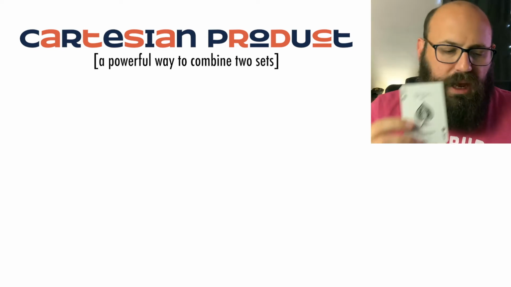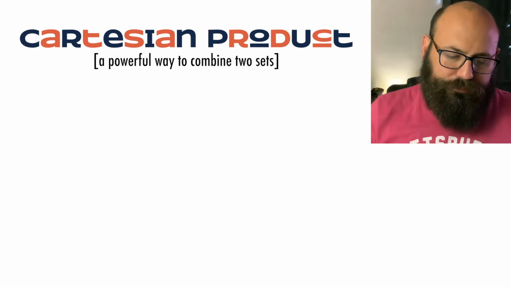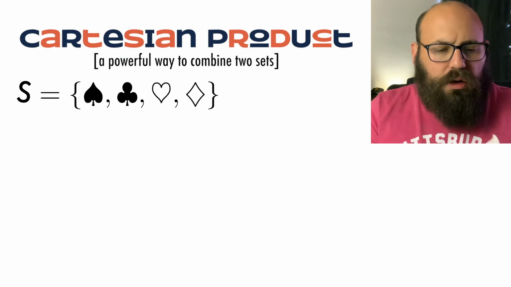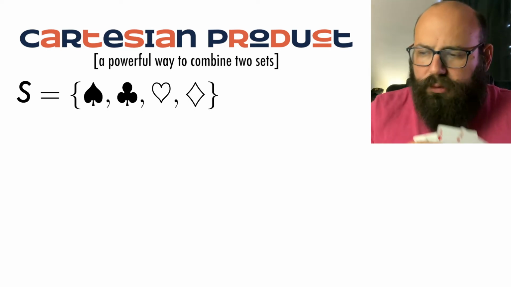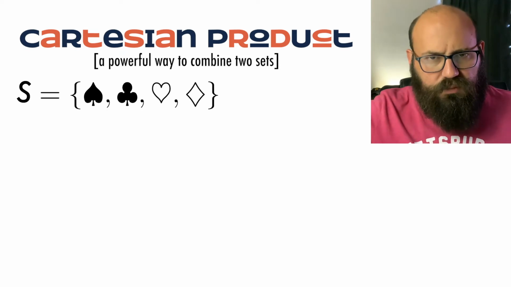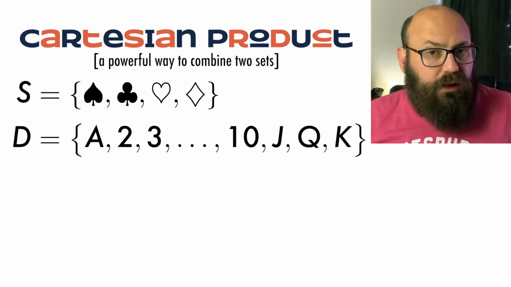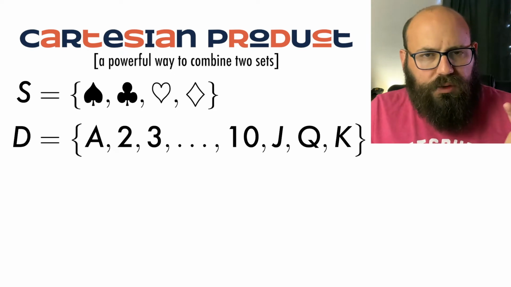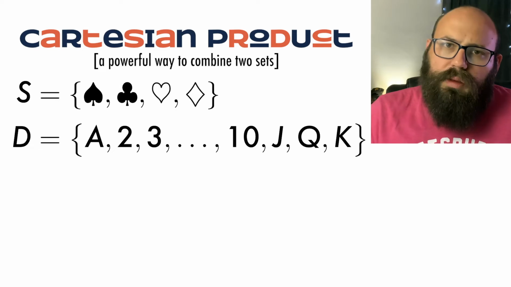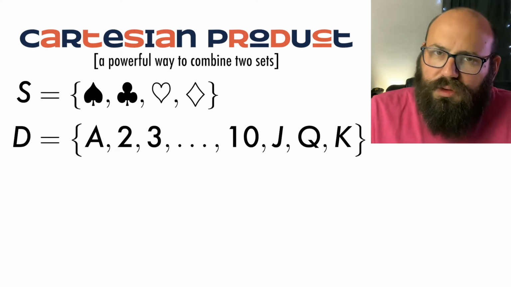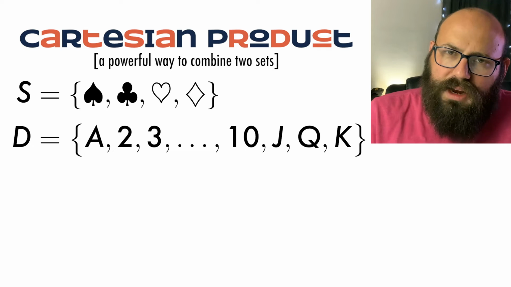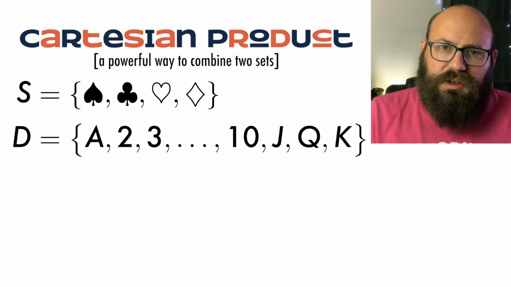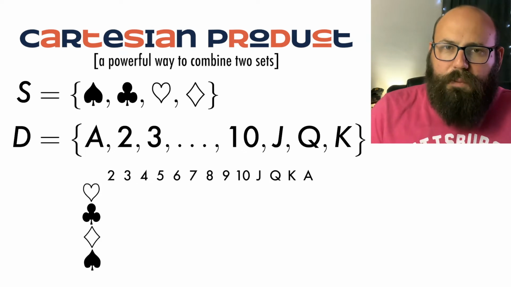So there's spades, clubs, hearts, and diamonds. Every card also gets a denomination. These are aces. You can go ace, 2, 3, 4, up to 10, jack, queen, king. So I've got 4 suits, S equals hearts, diamonds, clubs, spades, and 13 denominations, D equals A, 2, 3, 4, 5, 6, 7, 8, 9, 10, jack, queen, king. The Cartesian product of those two sets is just every pair.